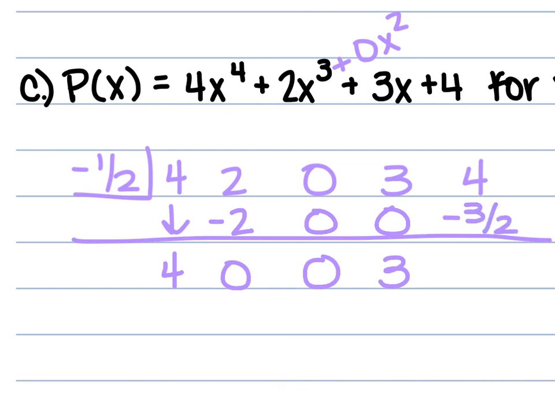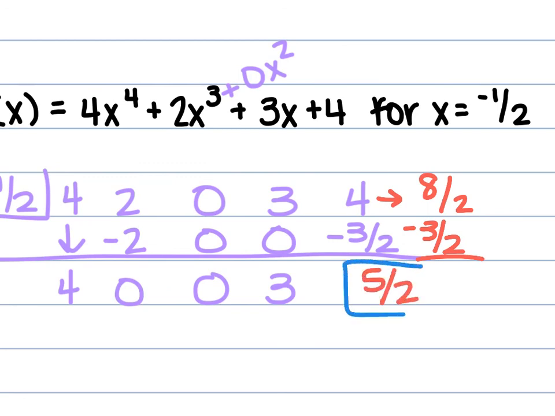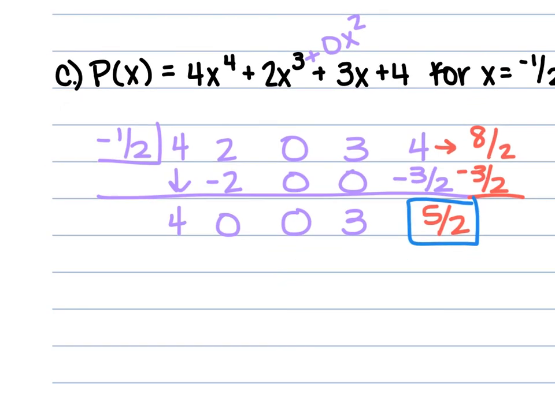So when we add these, you have to turn that 4 into an equivalent fraction with 2 as the denominator. So 4 over 1 becomes 8 over 2. If we subtract 3 over 2 from that, we're left with 5 over 2. So our remainder is our solution. So p of negative 1/2 is equal to 5 over 2.